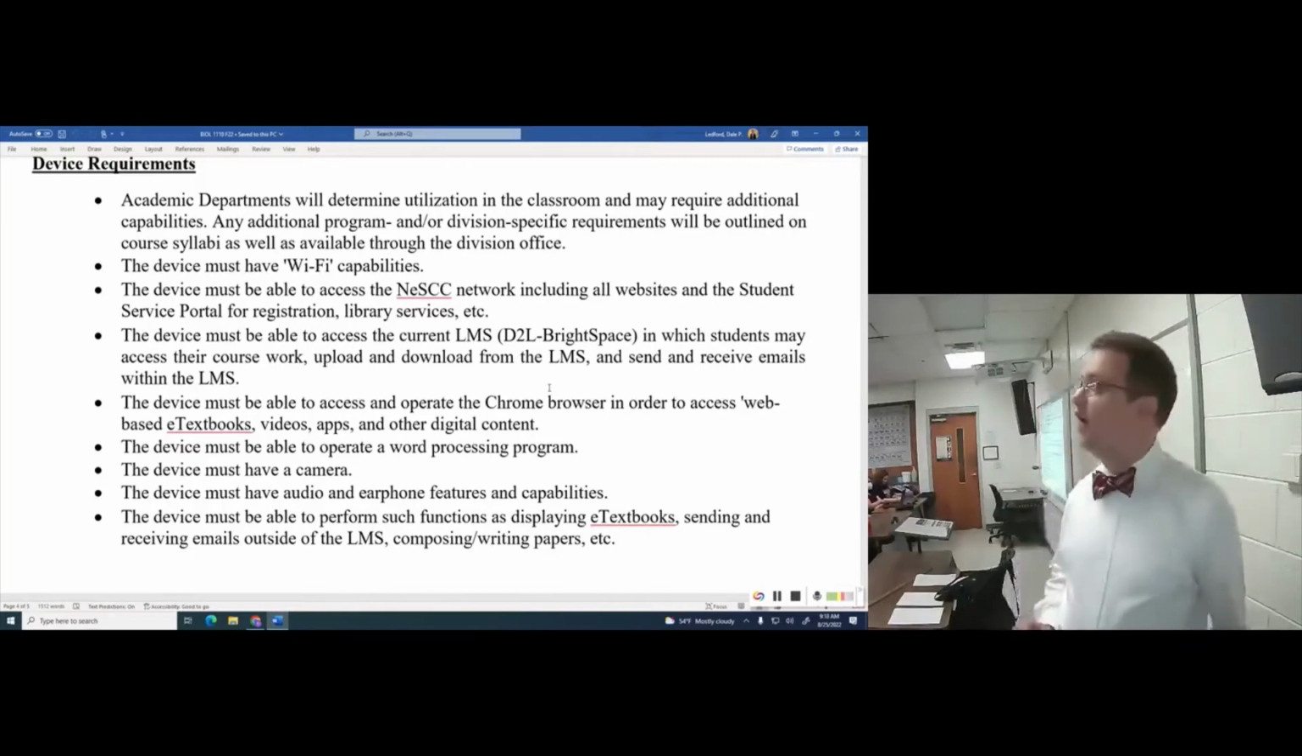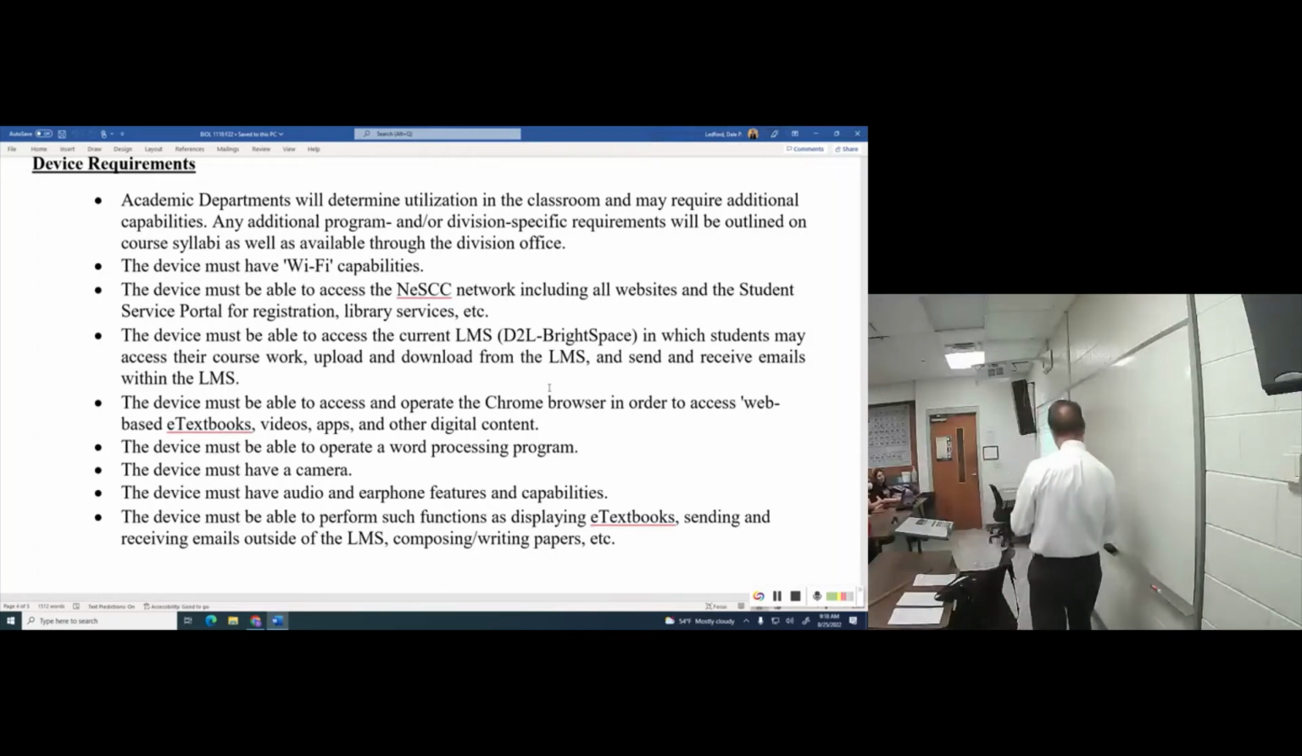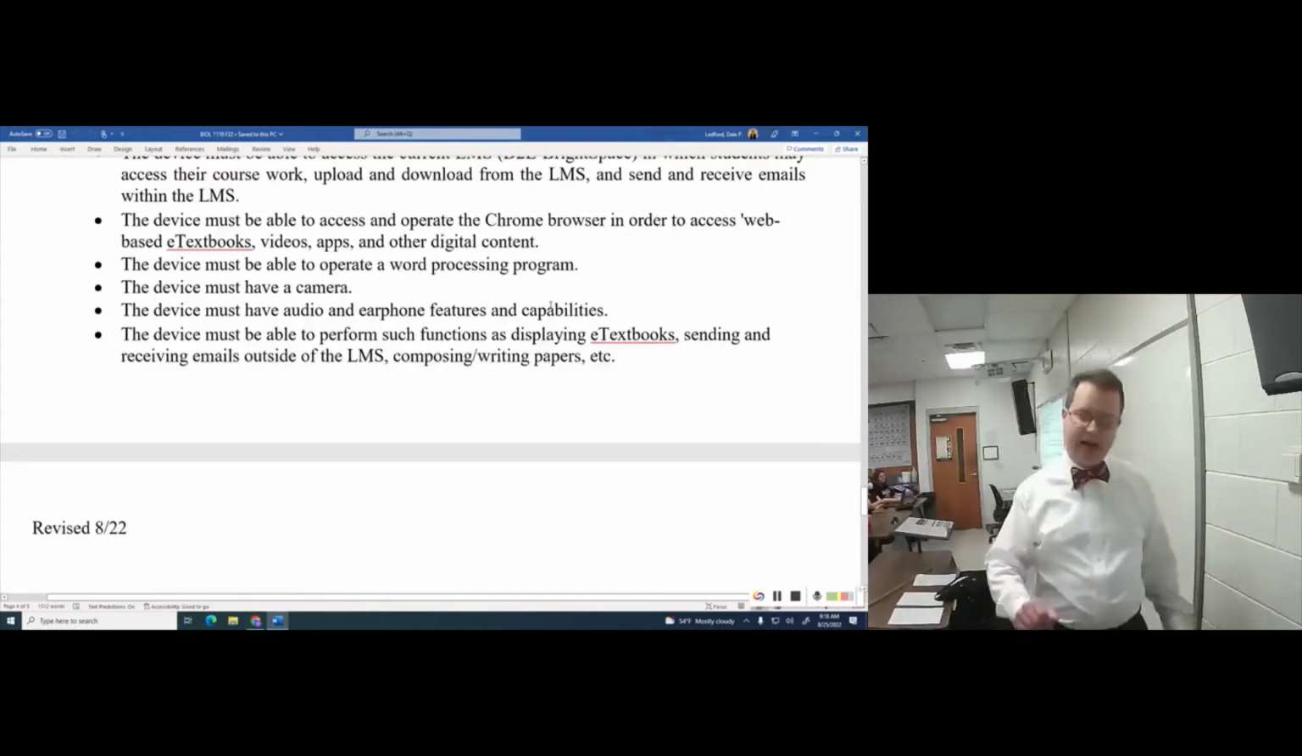Great. Your device needs to have a camera. Now, you can take your quizzes and tests on an iPad. I do set that. But those are required.